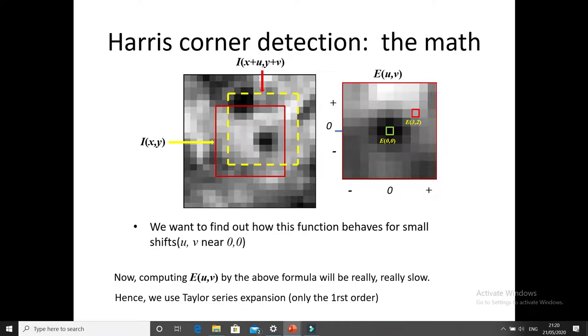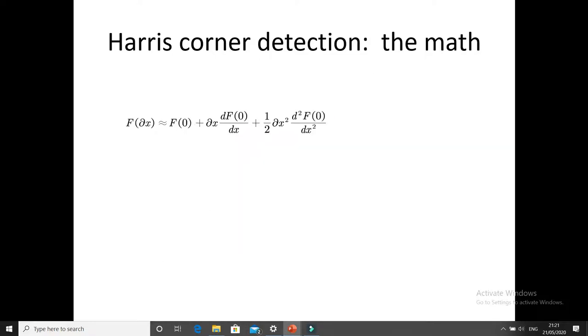So what we're going to do is predict the small shift by using the Taylor series expansion of E(u,v) around (u,v) being (0,0). We'll estimate this by the Taylor expansion. Let's see how we do this. This is the equation of the Taylor expansion, where we say that the function of a small delta x near 0 can be approximated by the value at 0.